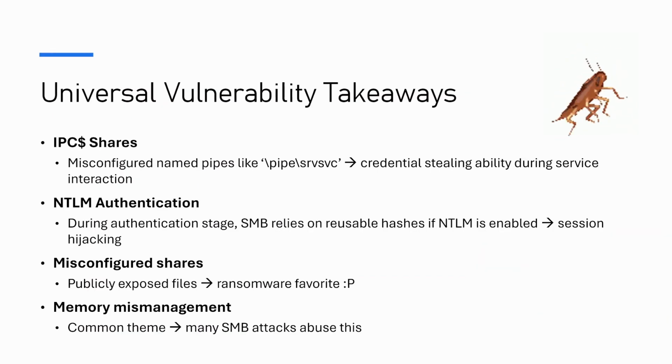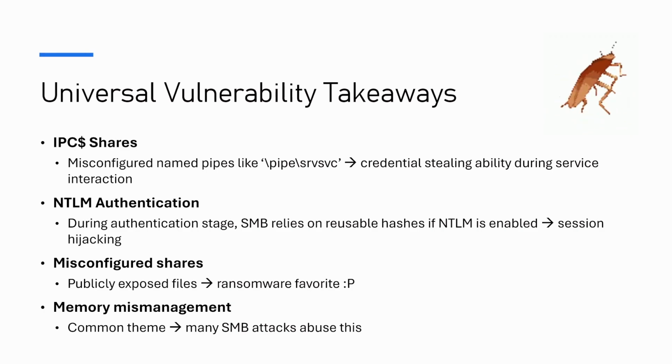Beyond version-specific stuff, let me just mention SMB's vulnerability takeaways. We have IPC shares, so misconfigured named pipes allow the ability to steal credentials via Mimikatz during service interaction. And NTLM authentication. During authentication, SMB relies on reusable hashes, which can be intercepted, spoofed, and relayed to hijack sessions. So if NTLM is enabled, even in later versions, that backwards compatibility would have issues.